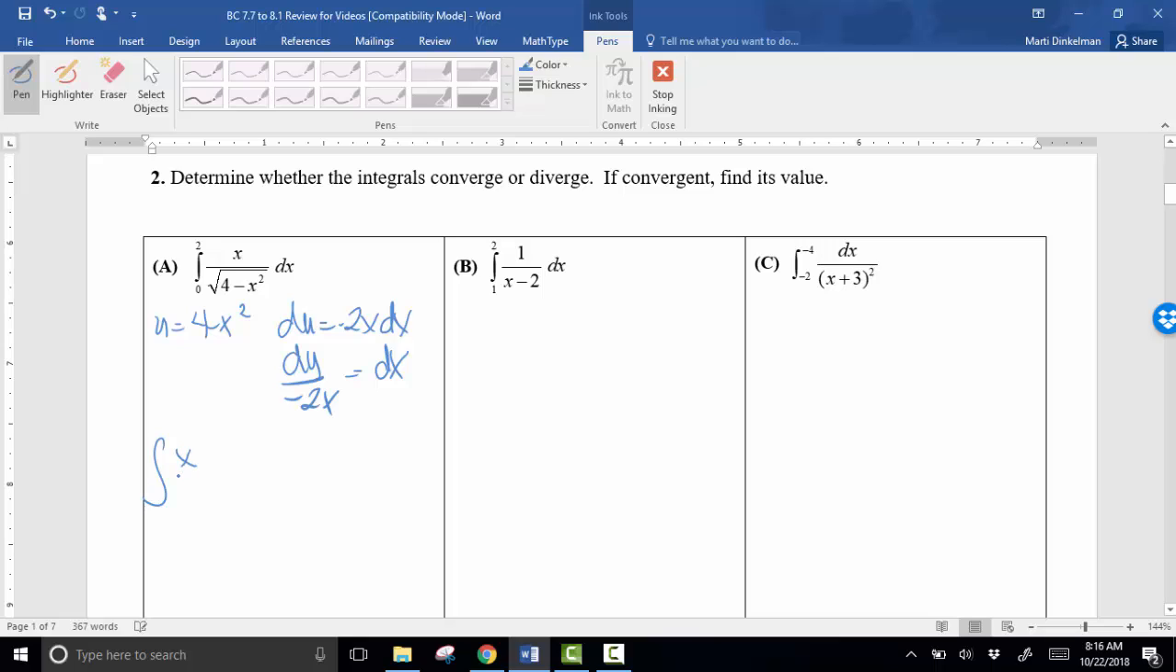So we're going to have an x here. This is going to be u to the 1/2. I'll probably change that to u to the 1/2 here in a little bit. And then dx is du over negative 2x. Let's go ahead and figure out what the limits are.